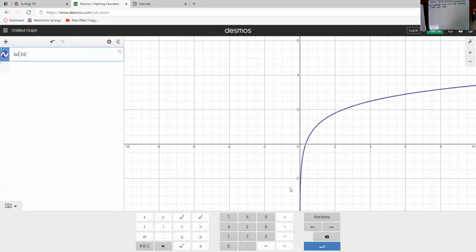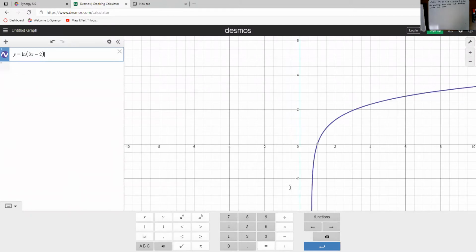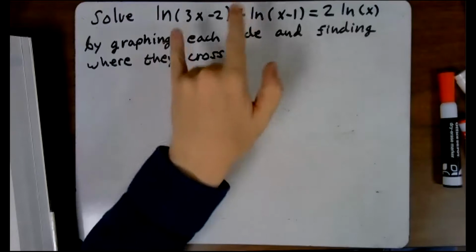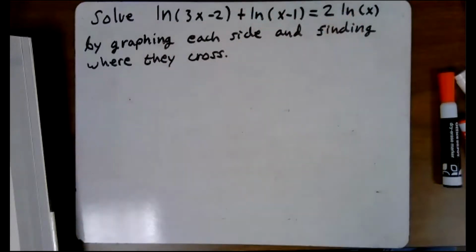So natural log of 3x minus 2, close the parentheses, it needs to be y equals natural log of 3x minus 2, close parentheses, plus natural log of x. You know what? I'm not going to do this for you. You do it yourself. Graph each side and find where they cross. I'll give you guys about 90 seconds.